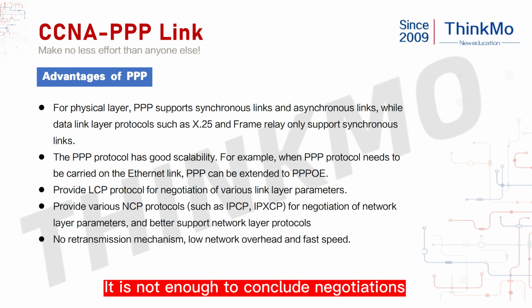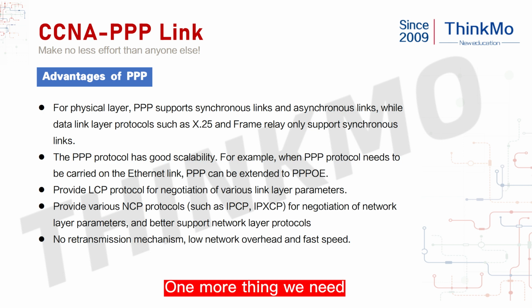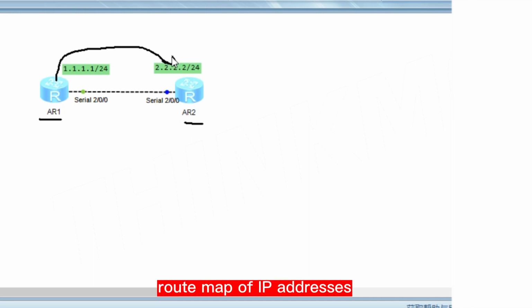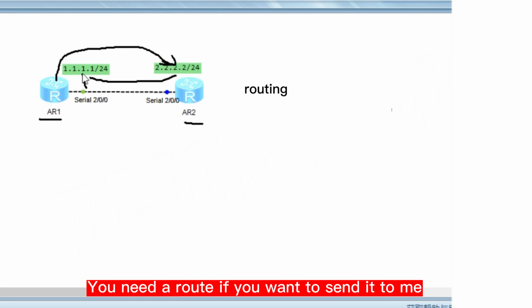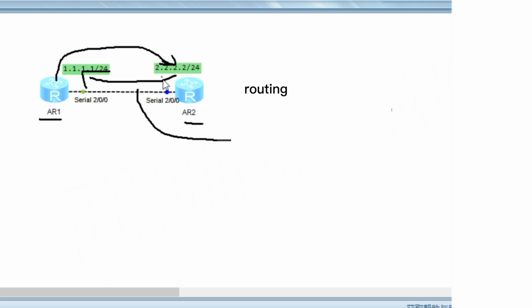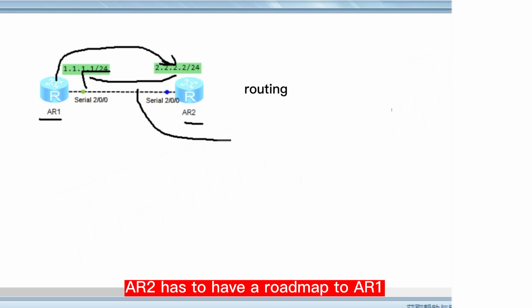It is not enough to conclude negotiations. One more thing we need: you have to have a route. What does routing mean? For example, AR1 and AR2 are 2 devices. I want to go to AR2. I need access to AR2. A route map of IP addresses. This road map is what we call a route. You need a route if you want to send it to me. So AR1 has to have a roadmap to AR2, and AR2 has to have a roadmap to AR1.